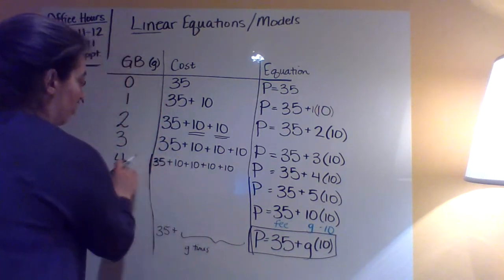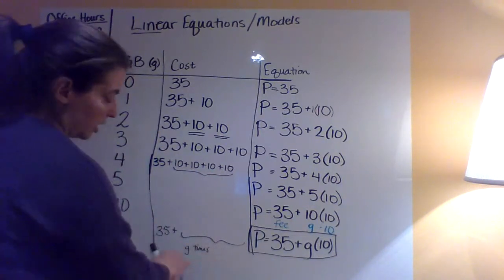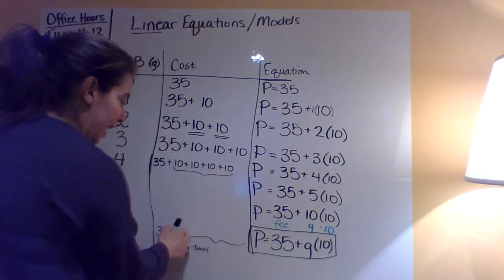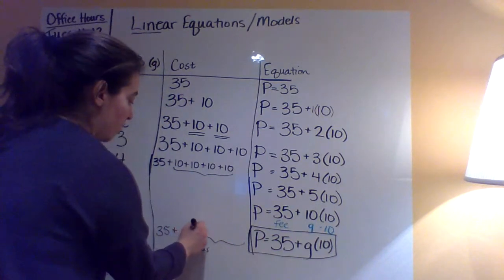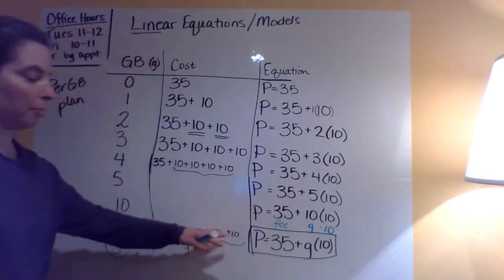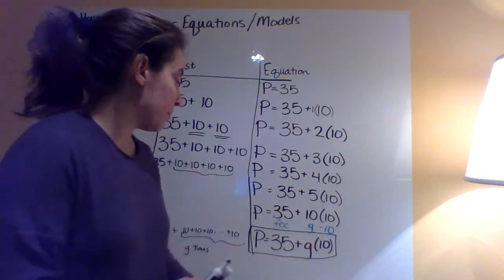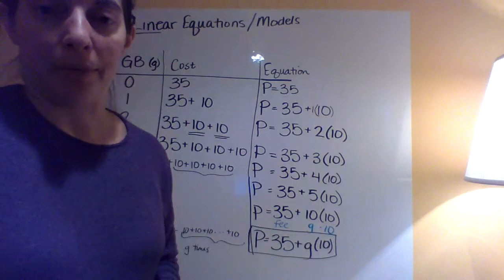Just like if it was 4 gigabytes, there were 4 tens. If it's G gigabytes, there are G tens there. So this is why I can't even write out this middle part, because I don't know how many tens I have, right? It could be any number of them in here, but I can just represent that so that I can get my equation there, my model.